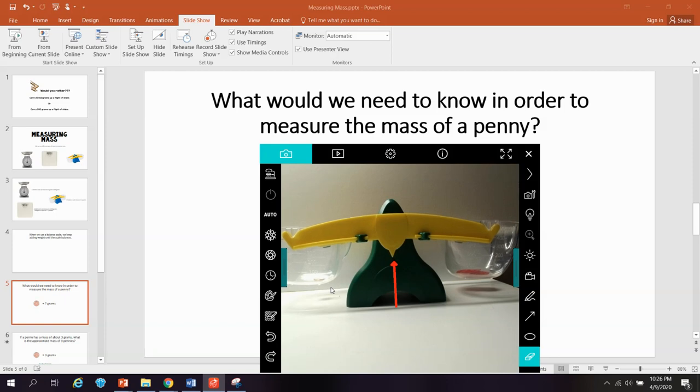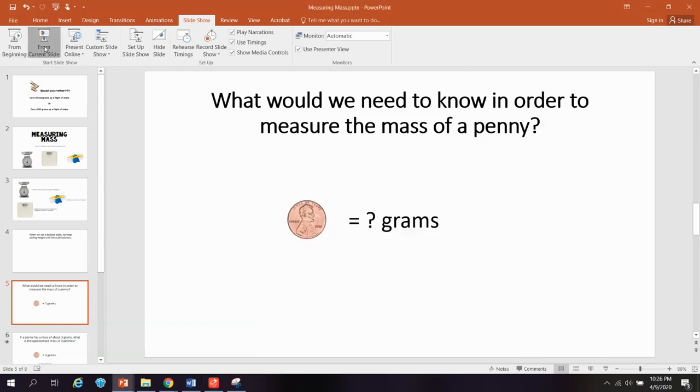Wow. So if it were to stop moving right now, we see that that pointer is pretty close to the middle. See where the arrow is pointing. So I'm going to say that the penny is about 3 grams. That's the mass of my penny.